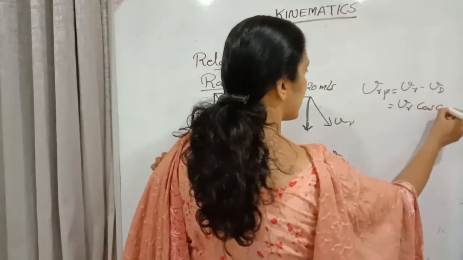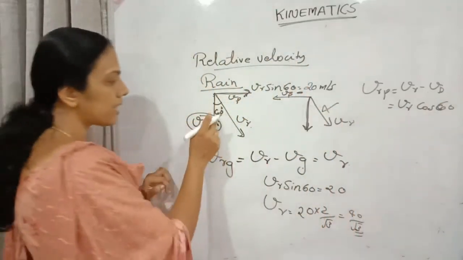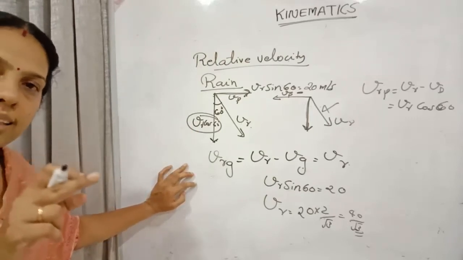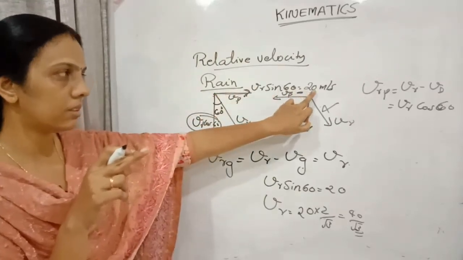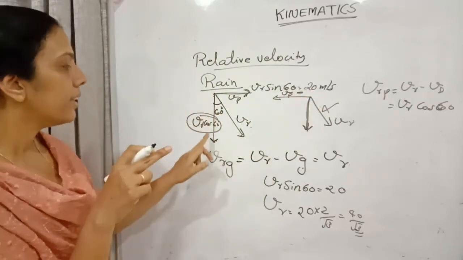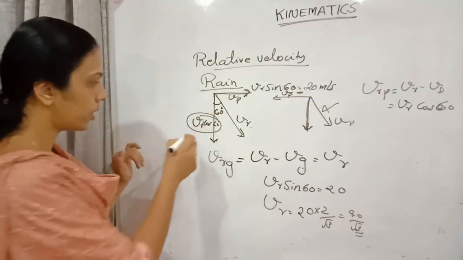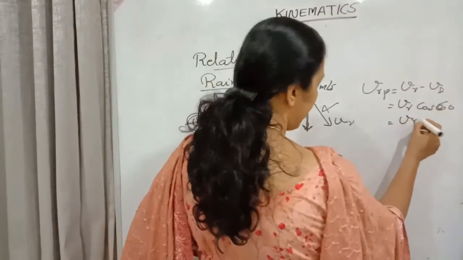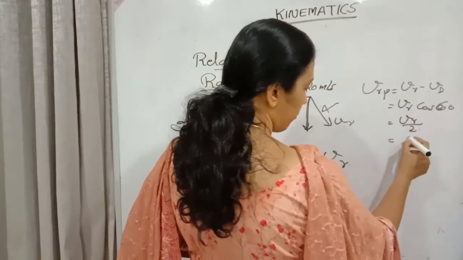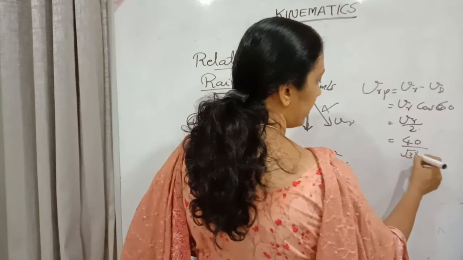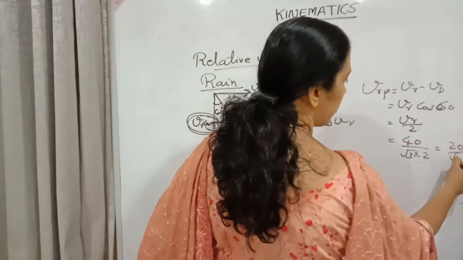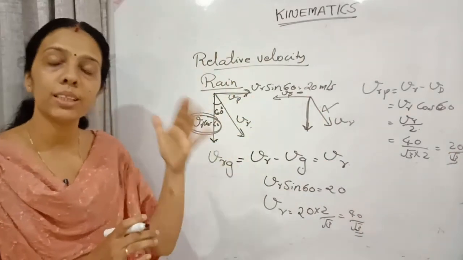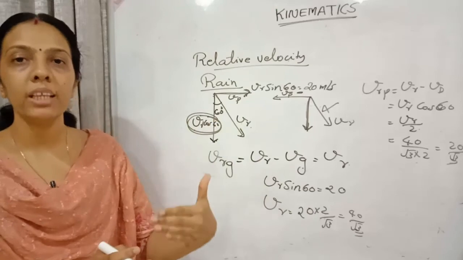VR cos 60. So instead of drawing this diagram itself, we can find out in the question itself it is given when it is moving at an angle 60 degree. When he is running at a velocity of 20 meters per second, the rain is falling vertically downwards. So the vertically downwards means VR cos 60. Therefore VR by 2. So VR we got it as 40 by root 3, divided by 2. So 20 by root 3 meter per second. So here this is how we will be finding velocity of the rain with respect to the person and velocity of rain with respect to ground.